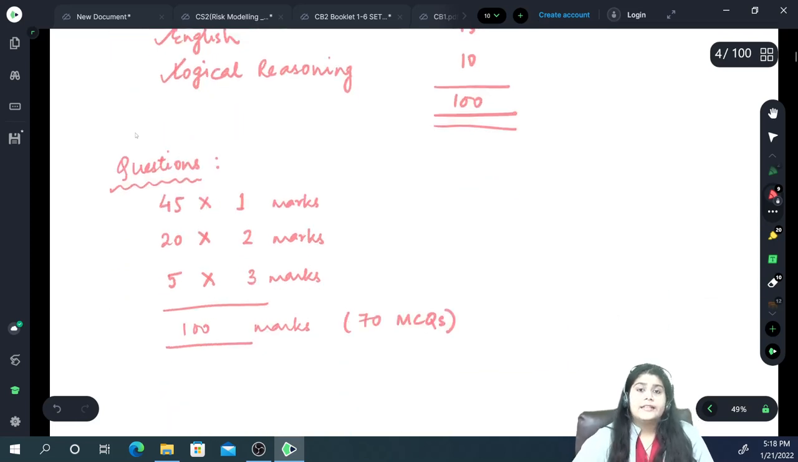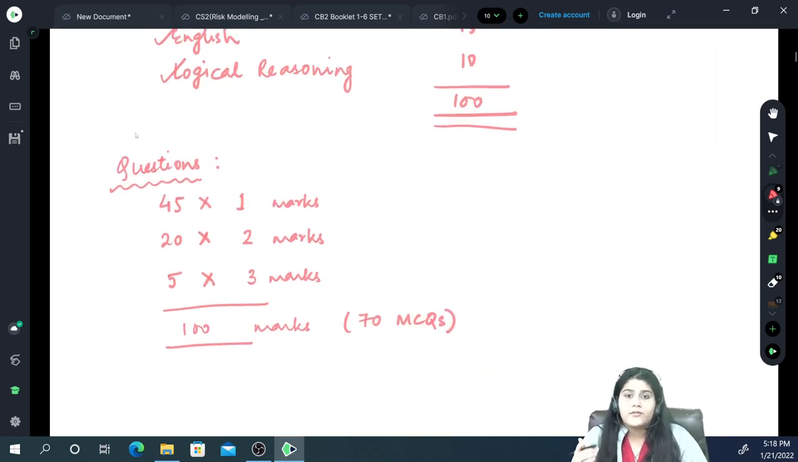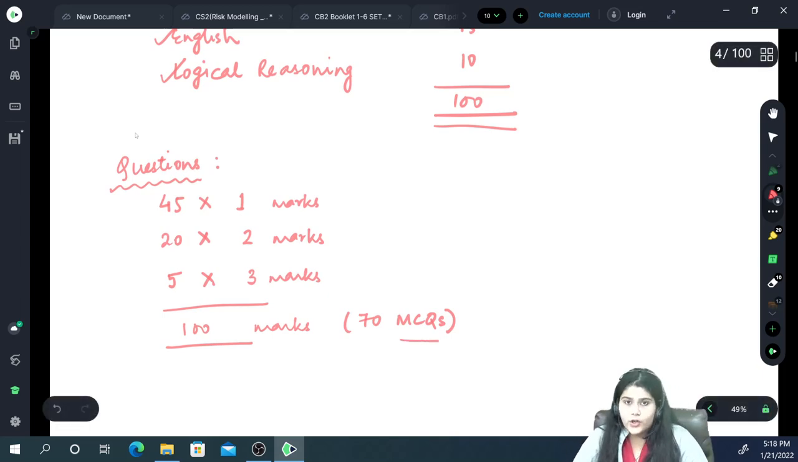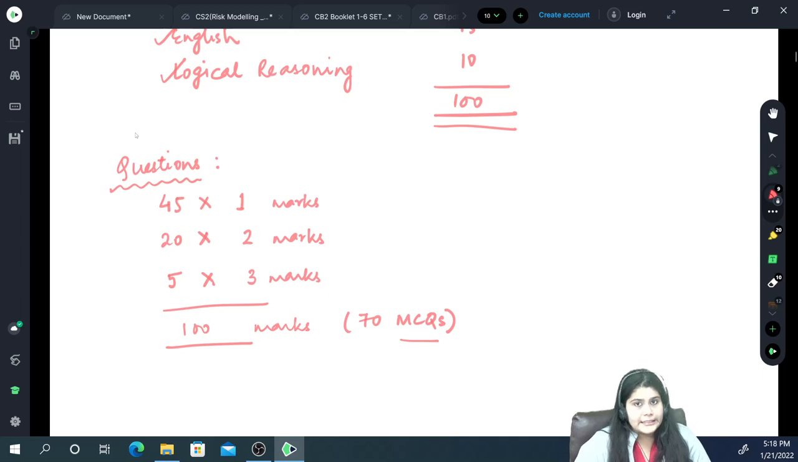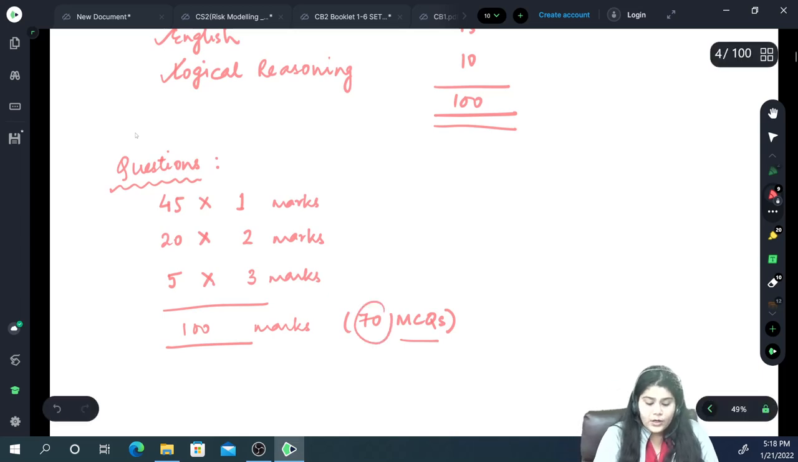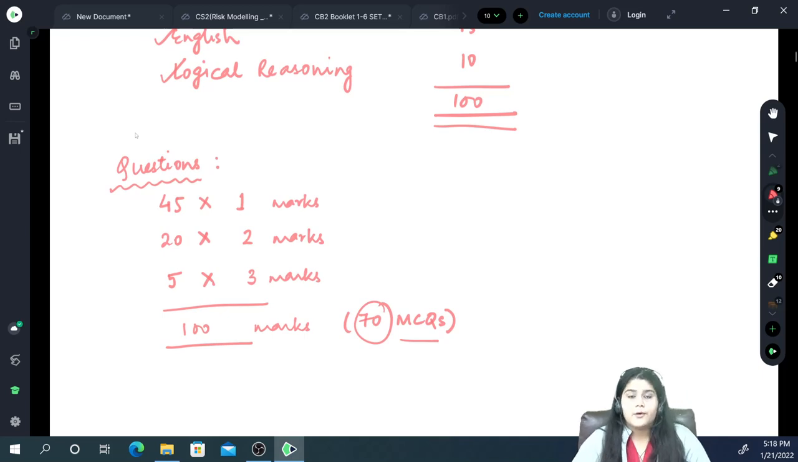Now, all the questions that will come in the paper are going to be MCQs, multiple choice questions with 4 options each. So there will be in all 70 MCQs, all compulsory. You have to attempt all. There is no negative marking, so it is strongly recommended that candidates choose at least one option for every single question, even if they are unsure.